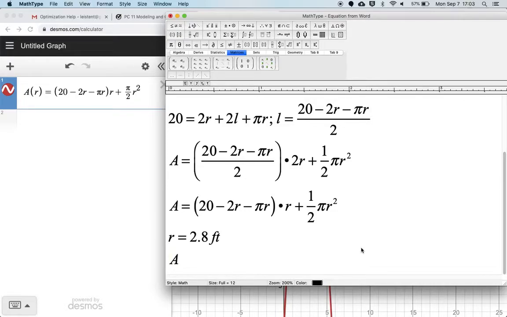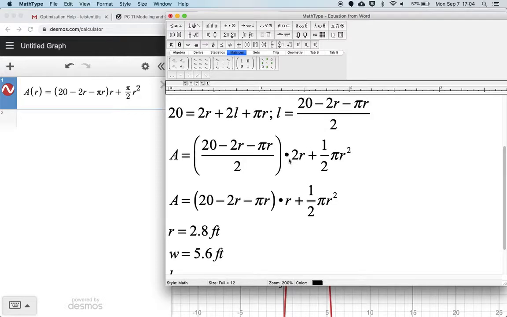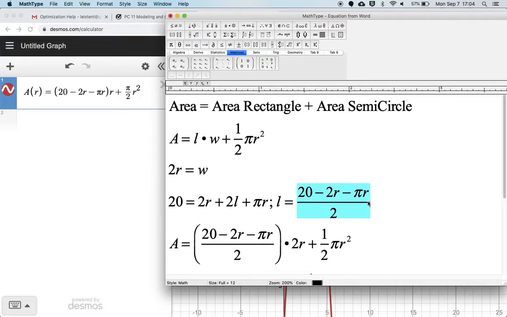and the maximum area was 28.005 feet squared. That's the radius, that's the area. We can use that to find the width. We can use that to find the length going around the rectangle based from above. So we know that if the radius was 2.8, that tells us our width was twice that, so our width would be 5.6 feet. And our length was based on this statement up above.